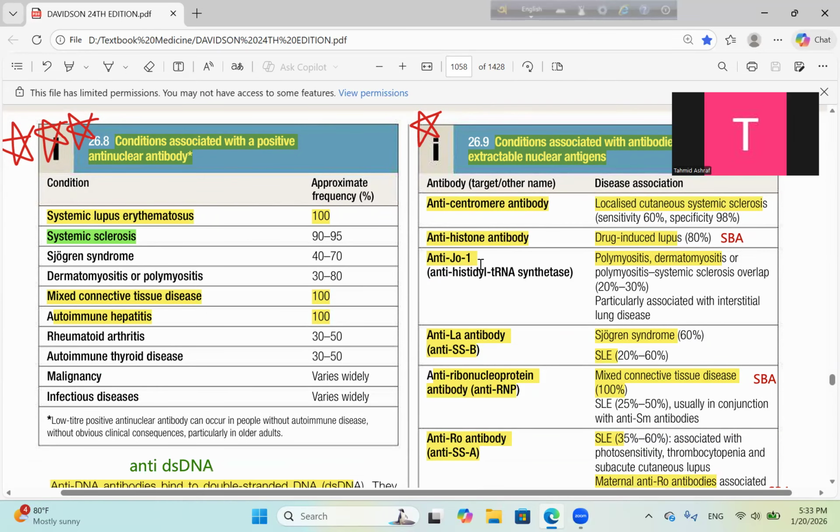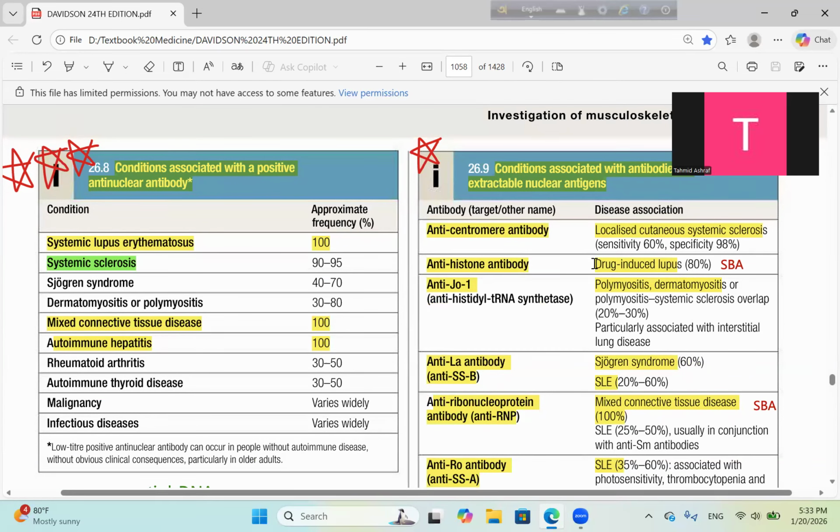Anti-histone antibody, very, very much important. Antihistone antibody is found positive mostly in drug-induced lupus. Drug-induced lupus means SLE caused by side effect of a drug. So antihistone antibody is a type of anti-nuclear antibody which is found positive in drug-induced lupus.